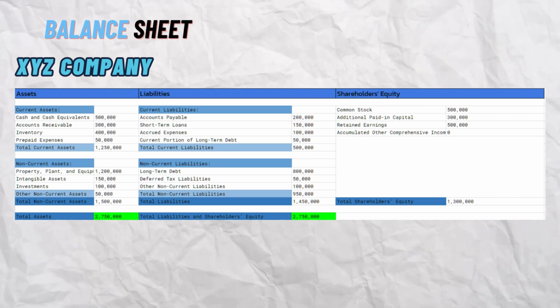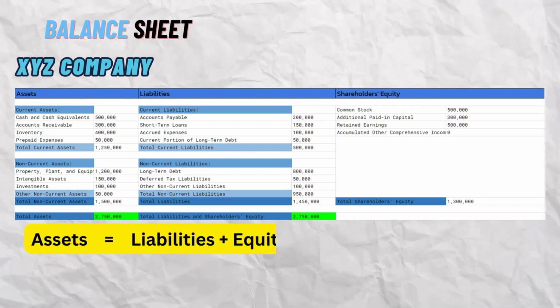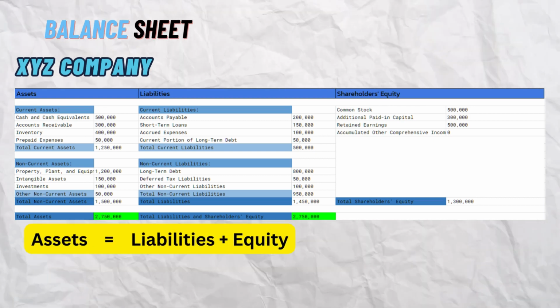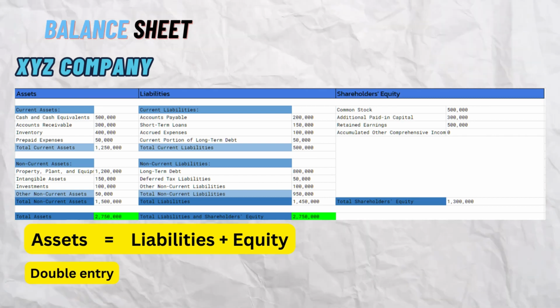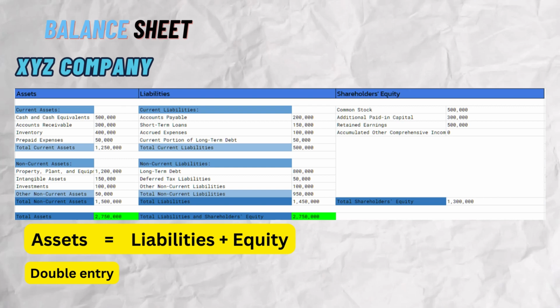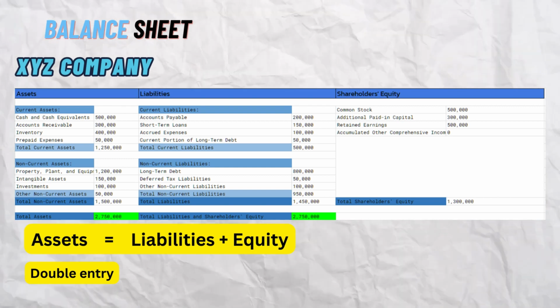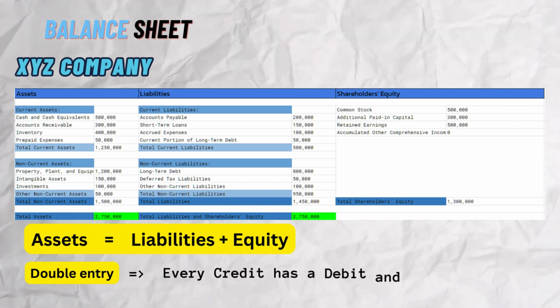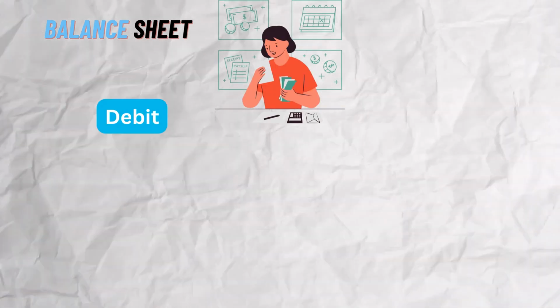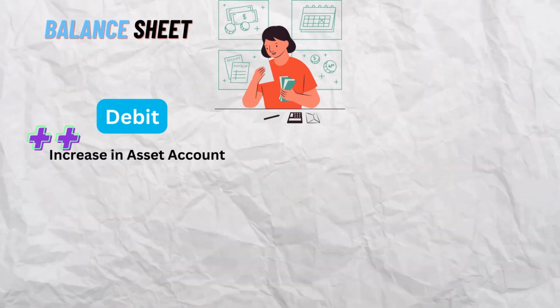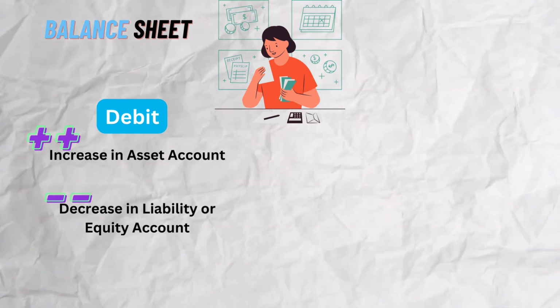Now, an important thing to remember is the equation that assets equates to the sum of liabilities and equity. This is important for understanding the process of double entry. This means for every transaction in the balance sheet, there are two entries to be made into the balance sheet, which means every credit has a debit and vice versa. In accounting, a debit entry typically means an increase in an asset account and a decrease in a liability or equity account.